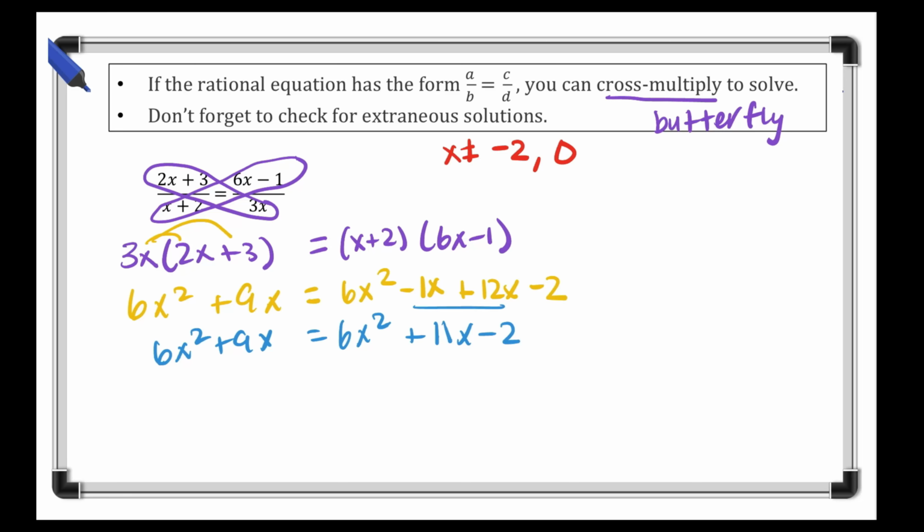And then if I subtract 6x squared on both sides, those will cancel out. So I'm good there, which leaves me only one variable. So I'm going to move my 11x to the other side. So I'm going to get negative 2x is equal to negative 2. When I solve, I'm going to get x is equal to 1. Go ahead and check for extraneous solutions. I'm good here, so my final answer is going to be x is equal to 1.